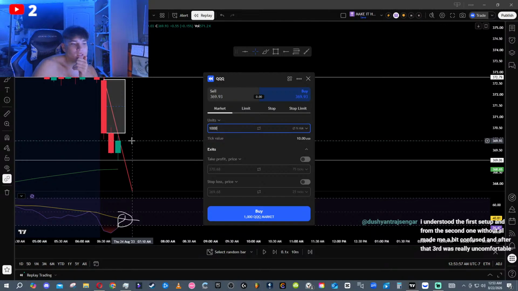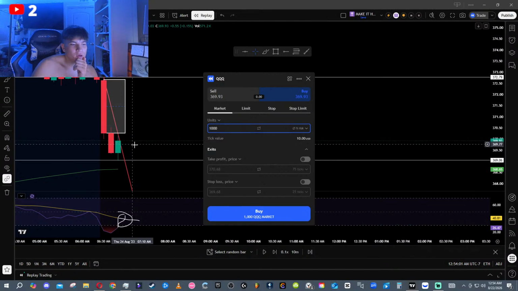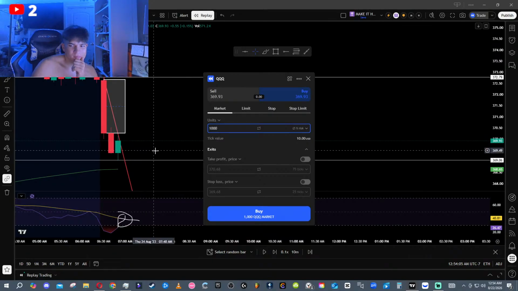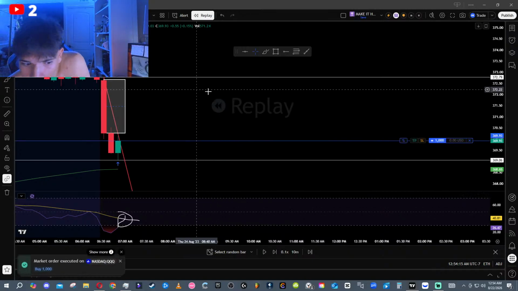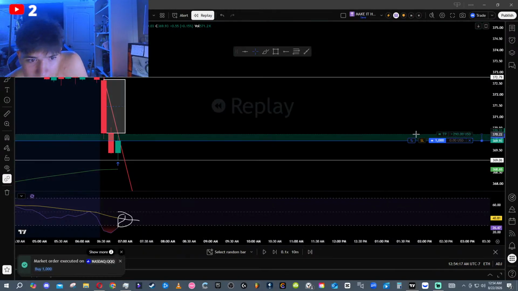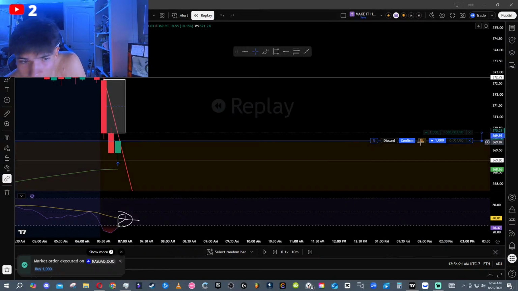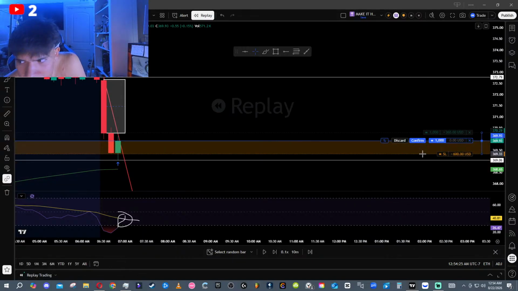I understood the first setup. The second one without a stop loss made me a bit confused, and after the third one was really uncomfortable. Yeah, I'll start making it because I'm an aggressive trader. I'm not gonna lie, I'm a very aggressive scalper. So on this one, that's already 300. That's better than what the last trade was gonna be.